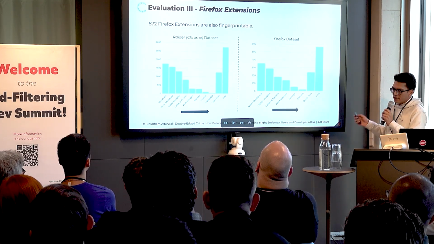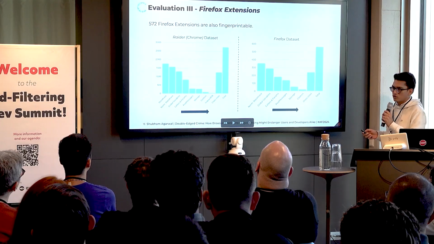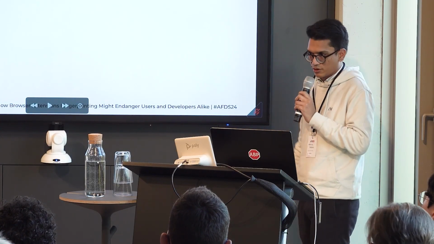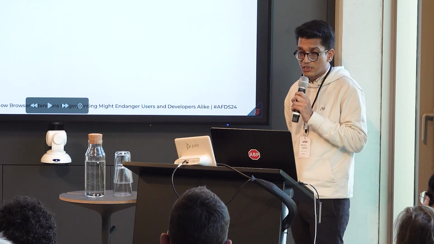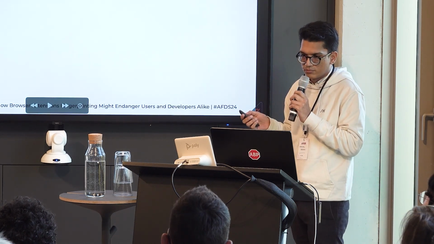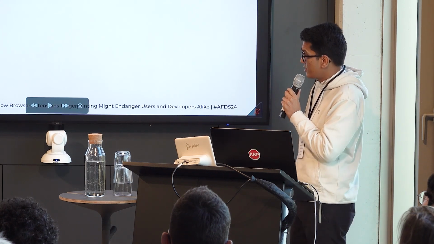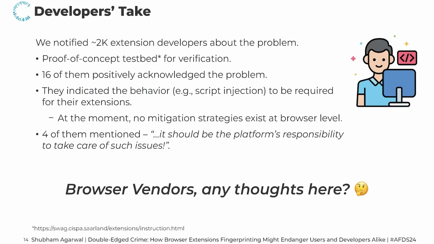Okay, so we did our evaluation and we found some things. What do we do next? We do disclosures. I mean, at least we do disclosures. We try to reach out to all the developers that we found to be affected by our study. Unfortunately, we could only find 2K emails, but we tried to notify them about this problem. For that, we also built a proof-of-concept test bed so that developers could just load their extension, go to this page, and understand what exactly is happening, rather than reading a 1,000-letter email about it.